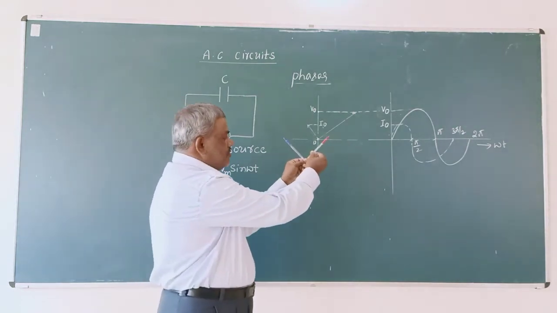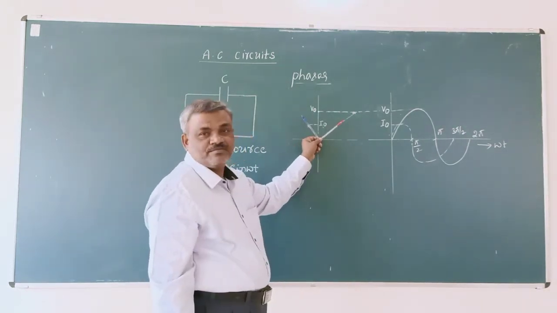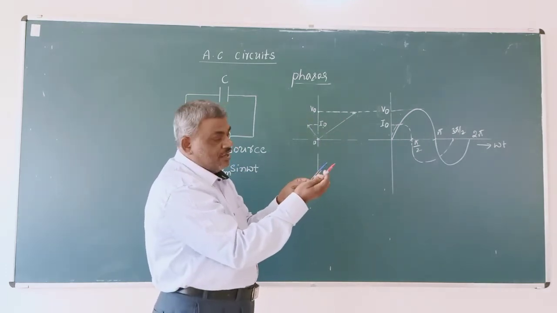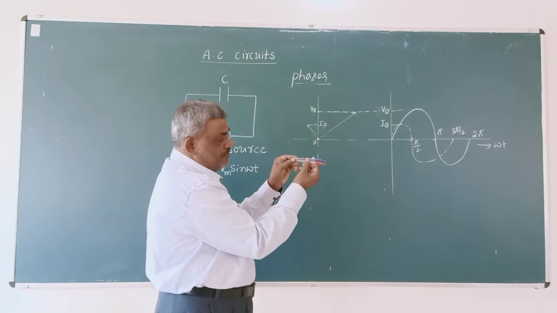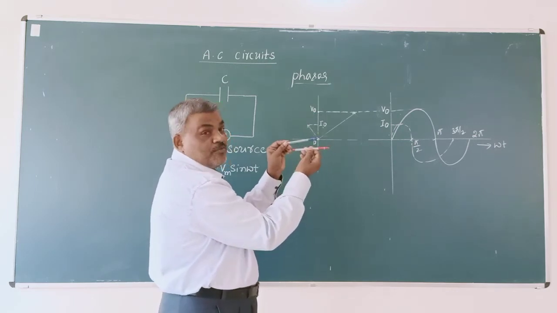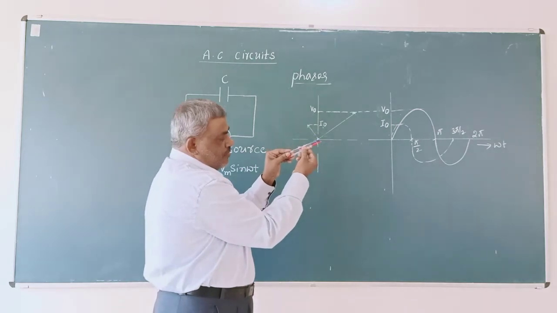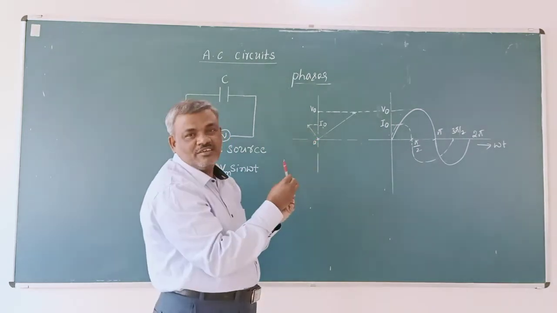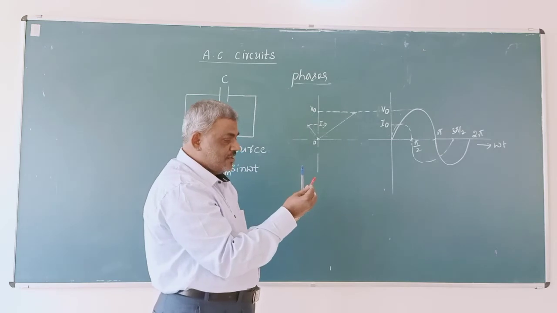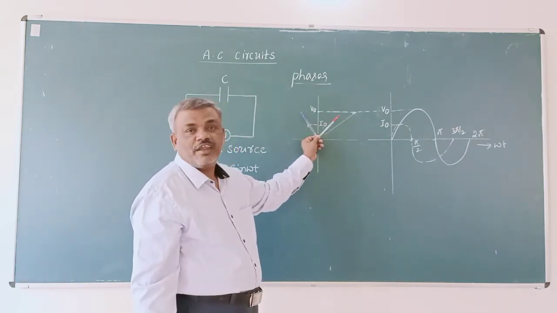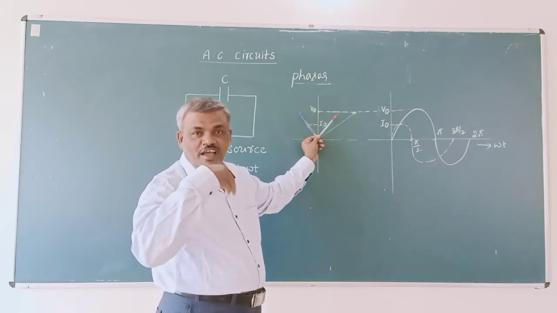For example, now this structure. In the previous case, for a pure resistor, current and voltage are in the same phase. This is the voltage, this is the current, both rotating in an anti-clockwise direction. But here, for the capacitor, the structure is like this: this is the voltage, this is the current, rotating in an anti-clockwise direction.